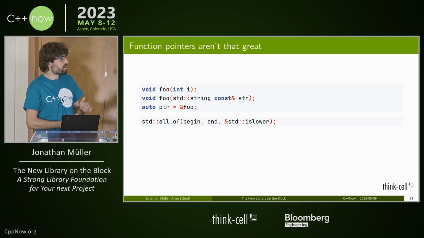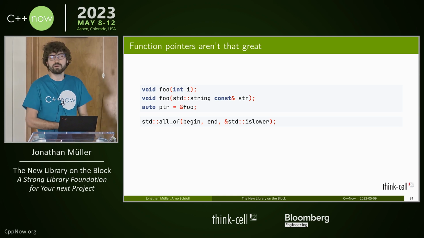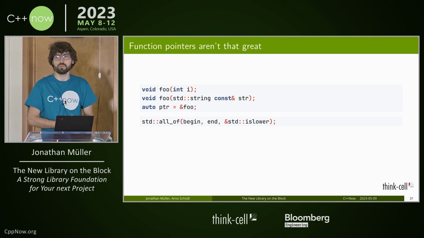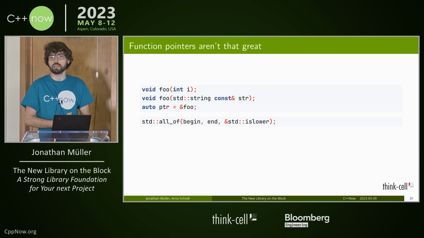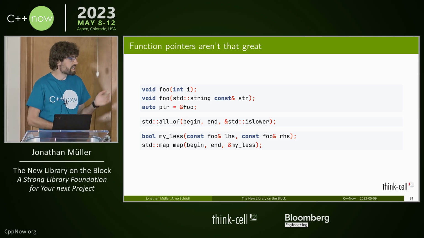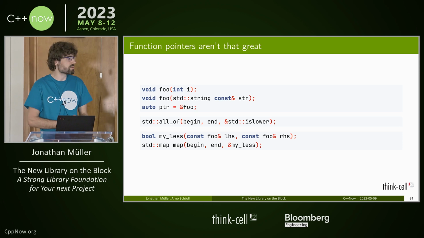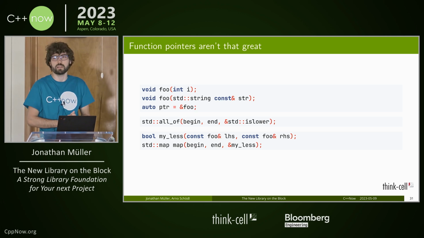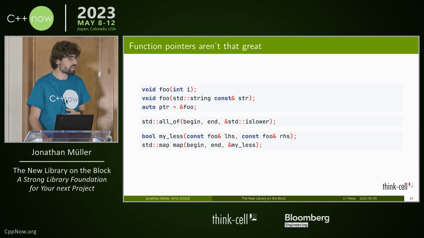When you call all_of, passing it the address of isLower, first of all, isLower might be an overload set depending on how many headers you've included before that, which is nice. And second of all, it's undefined behavior to take the address of a standard library function. So you're just not allowed to do that. If you have myless and want to pass it to map, this is fine. It does add unnecessary bloat, right? You're storing a function pointer inside the map. If you were to use a lambda, that would be empty. So for things like that, we just do not use function pointers.